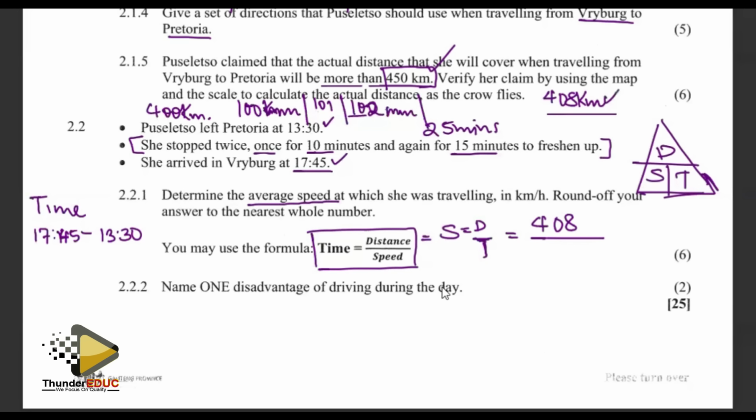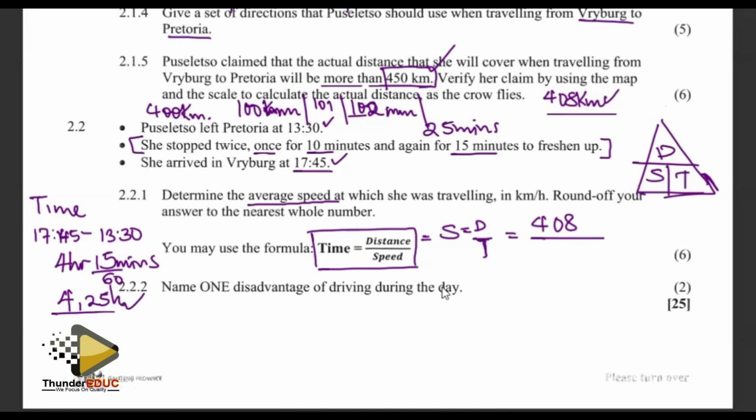So when I subtract this, I have 4 hours, 15 minutes. But then I need to change this to hours, so the minutes have to be divided by 60. And the answer became 4.25. These are hours. Now, this is the time spent.